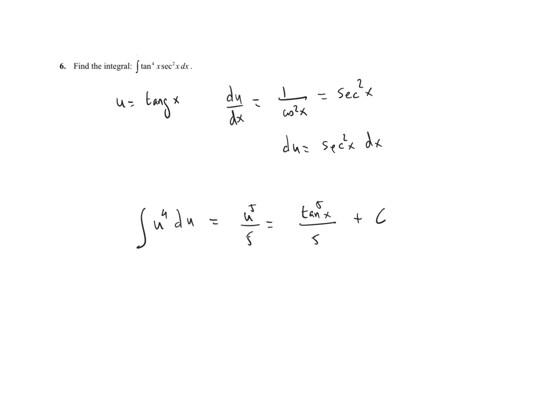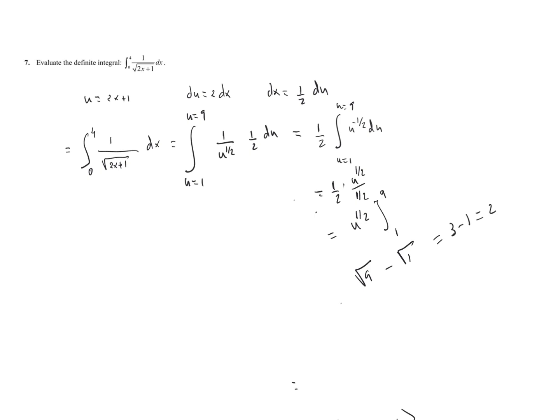It means that this part is du, and this part is u to the 4. So the integral will be u to the 4 du. Power rule, u to the 5 divided by 5. Substitution, u is tangent x, so we get tangent of x raised to the power 5 divided by 5 plus c. And again, you can differentiate this expression to obtain this integral.